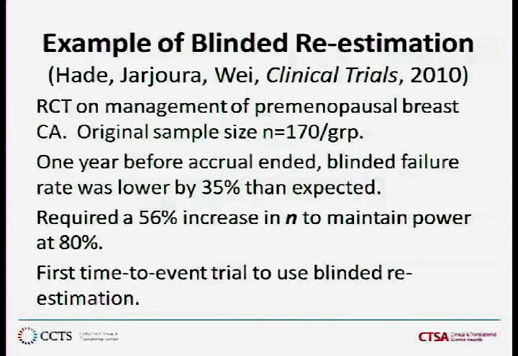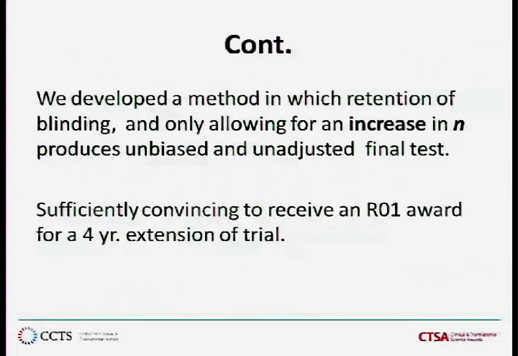We originally had a sample size of 170 per group. One year before the accrual ended, the blinded failure rate was lower by 35% than expected. So this was a concern. The sample size was based on a certain expectation of the number of failures we'd have by the end of the trial, and we were lower by 35%. In order to accommodate that, it required a 56% increase in the final sample size to maintain the power of 80% that we had planned originally. That actually worked out okay.